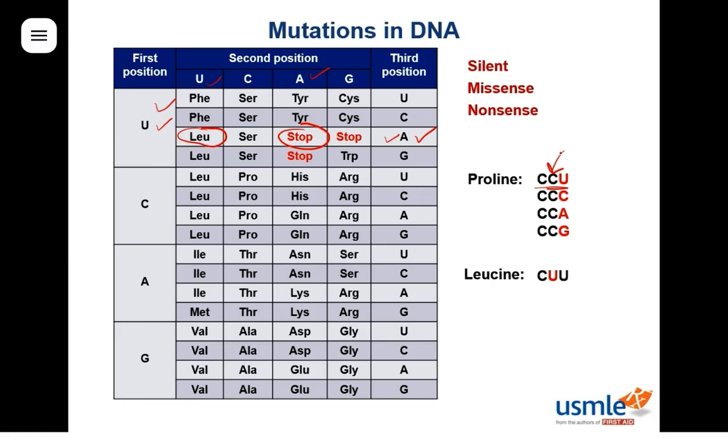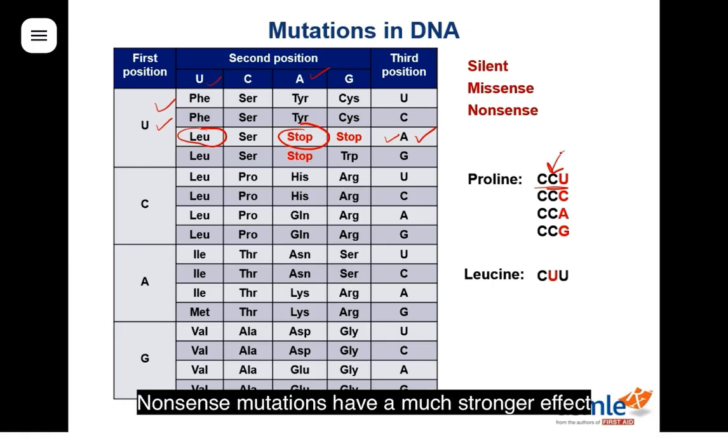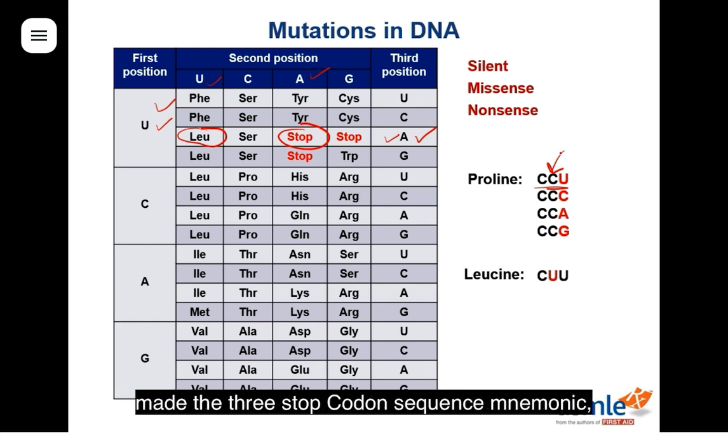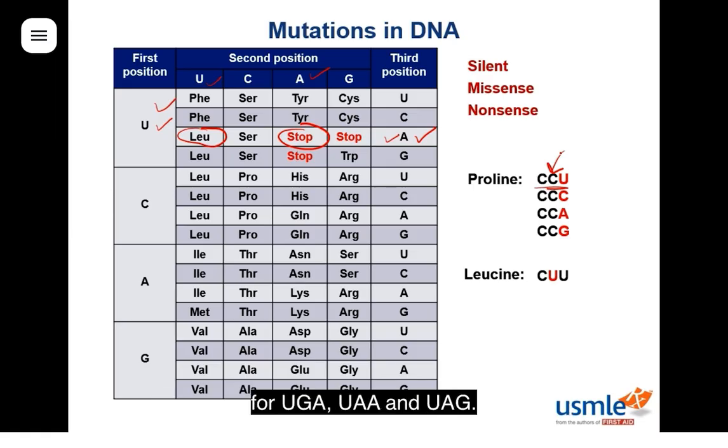codon. Nonsense mutations have a much stronger effect on protein function since you lose everything downstream of where the mutation occurred, which often has the same effect as deleting the protein entirely. It might be worthwhile to memorize the 3 different stop codons, since there are only 3. I used a phrase that essentially made the 3 stop codon sequence a mnemonic: you go away, you are away, and you are gone, for UGA, UAA, and UAG.